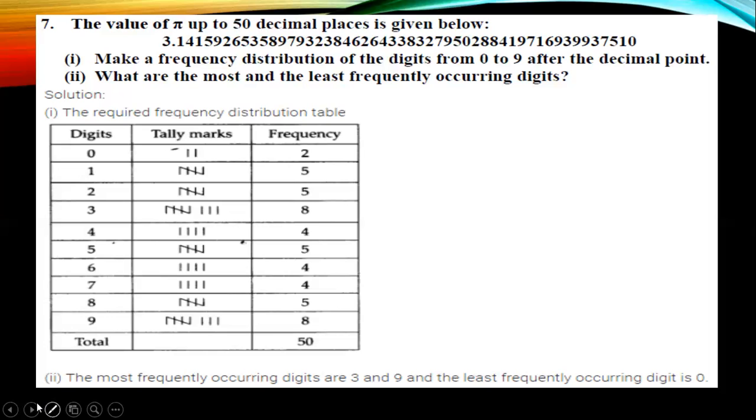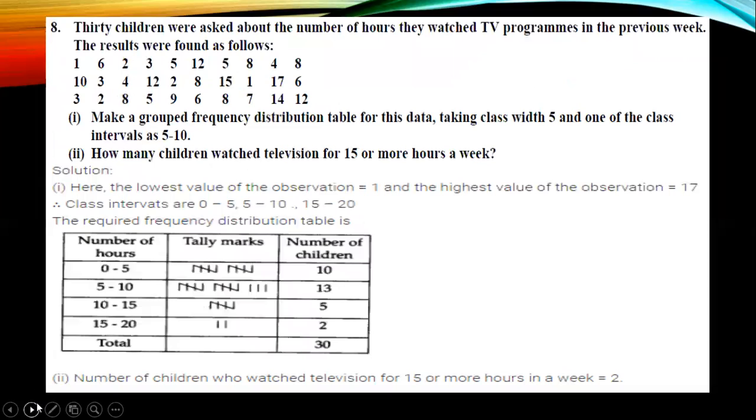Now, let us get to question number 8. Here too, 30 children were asked about the number of hours they have watched TV programs, and the number of hours are given below as 1 hour, 6, 2, 3, 5 hours, 12 hours, 5 hours, 8 hours, and so on. We have been asked to make a frequency distribution table with the class width 5 and one of the class intervals as 5 to 10. And then conclude from the question how many children watch television for 15 or more hours a week.